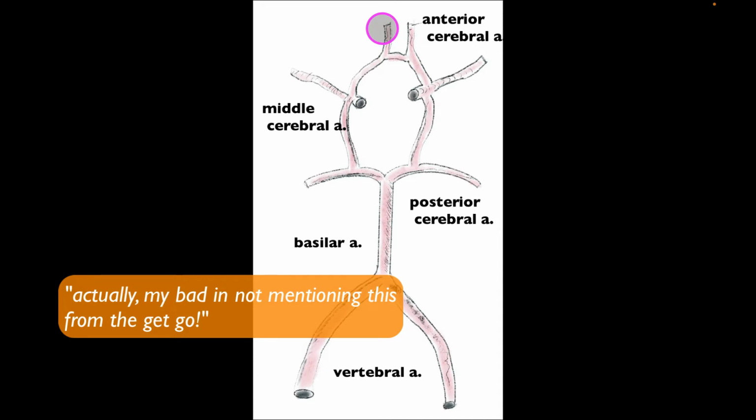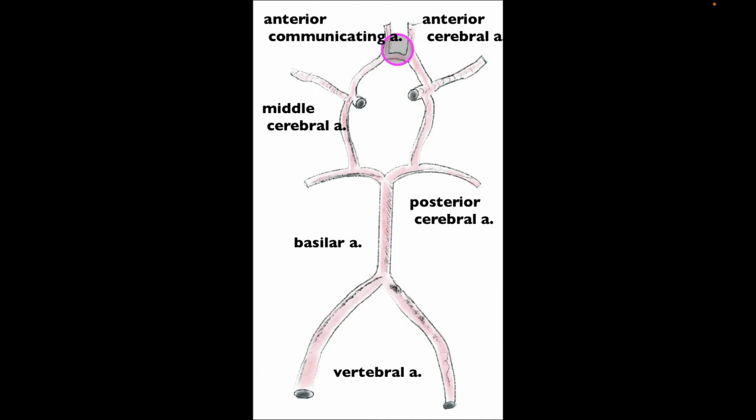As such, this is the right side. This is the left side, making this the right anterior cerebral artery, left anterior cerebral artery. This is the anterior communicating artery, allowing these two blood vessels to communicate with each other. This is the right posterior cerebral artery, left posterior cerebral artery. And this is the posterior communicating artery on the right and the posterior communicating artery on the left.